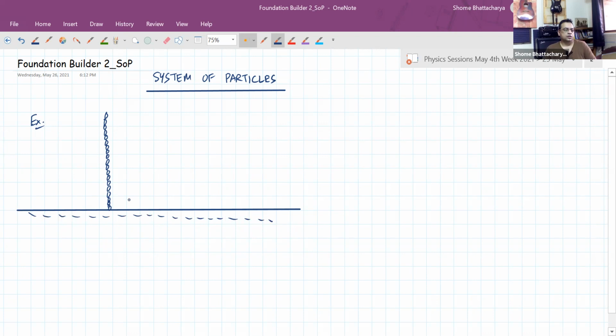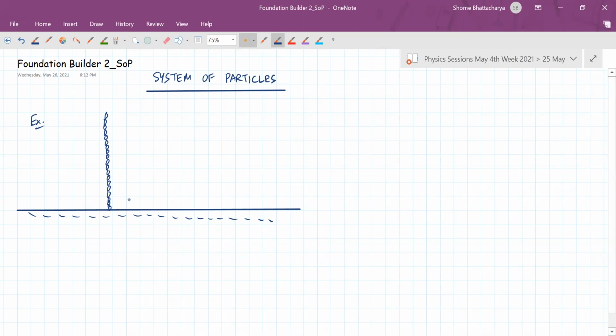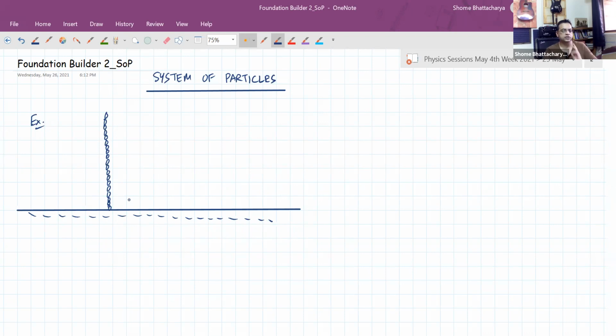Now, assuming that as the beads of the chain hit the ground, they come to rest immediately. So they make inelastic impacts with the horizontal surface. We have to find the speed of the moving part of the chain, that is the vertical part of the chain, as a function of how much of the chain has lumped up on the ground. And we have to also find the normal reaction contact force between the ground and the chain, as a function of that distance or displacement.